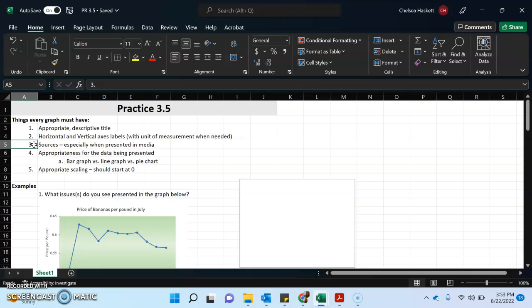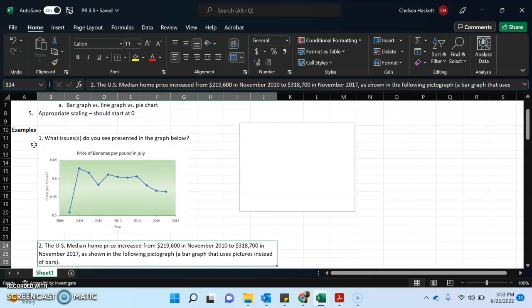4, sources, especially when presented in media. 5, appropriateness for the data being presented, so a bar graph versus a line graph versus a pie chart, making sure it's using the right kind of graph. 6, appropriate scaling, which should always start at 0.